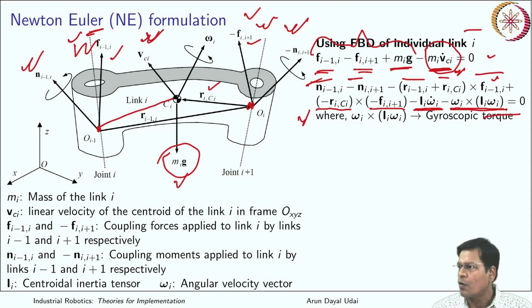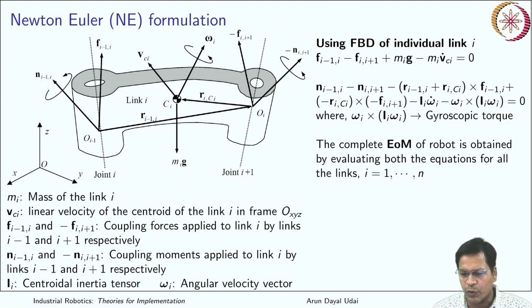So that is another term. So what all moments do you see? It is the pure moments that are acting on the link, the moment due to the forces, the moment due to the inertia of the link itself, the inertial moment, that is due to omega dot, and you have the gyroscopic moment. Okay, so that comes here. Okay, so the complete equation of motion is obtained by evaluating both equations, this equation and this equation, the Newton and Euler equations, and combining them together for all the links, for i equal to 1 to n.